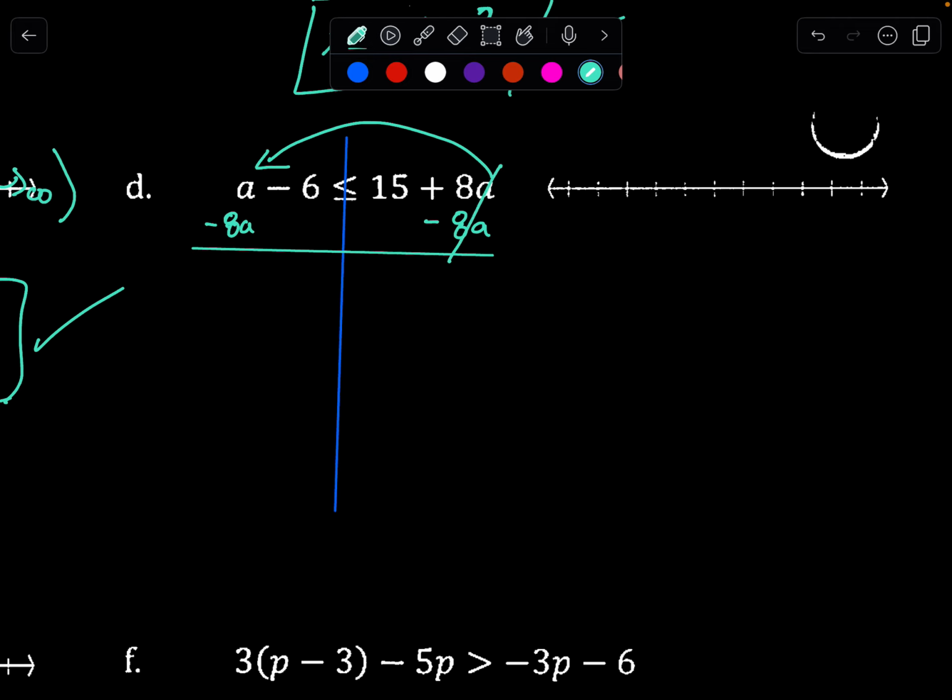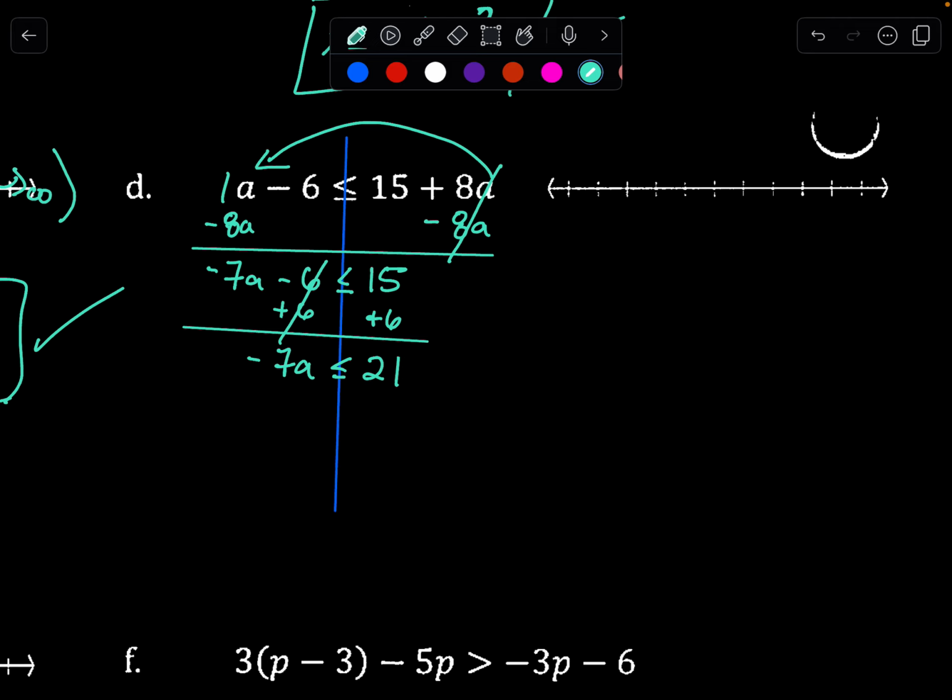8a's are out. A minus 8a, or 1 minus 8, is negative 7a. A minus 6 is less than or equal to 15. Okay? You're going to add 6 to both sides. 6's are out. Negative 7a is less than or equal to 21.